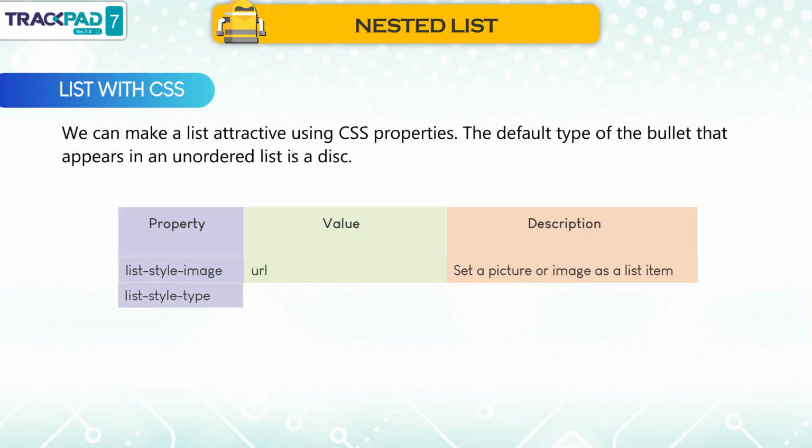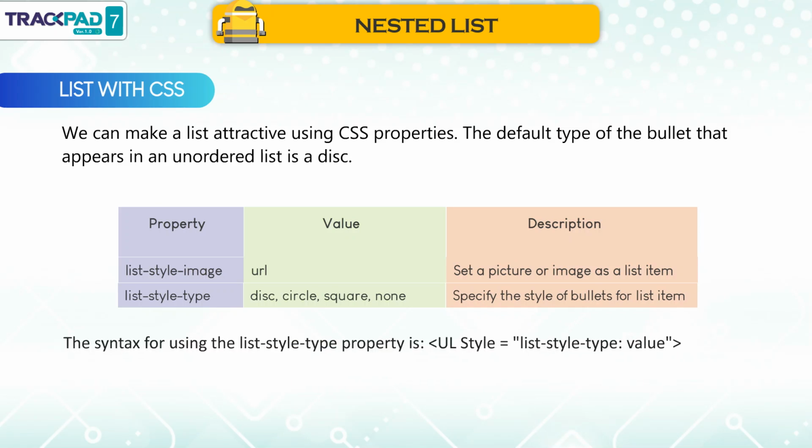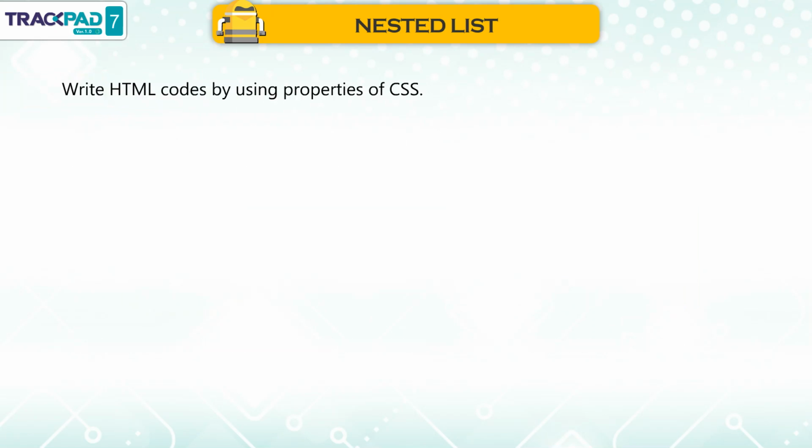List-style-type: disk, circle, square, none. Specify the style of bullets for list item. The syntax for using the list-style-type property is ul {list-style-type: value}. Write HTML codes by using properties of CSS.